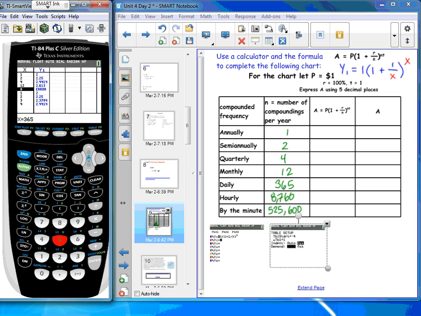So go to second window table set and pick independent ask. And that'll allow you to ask the calculator what a given independent variable value produces. So once again, let's go ahead and enter our x values there and then copy down the corresponding amount to y.